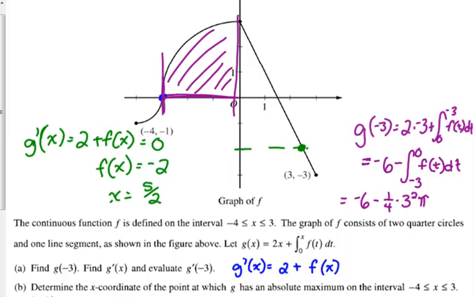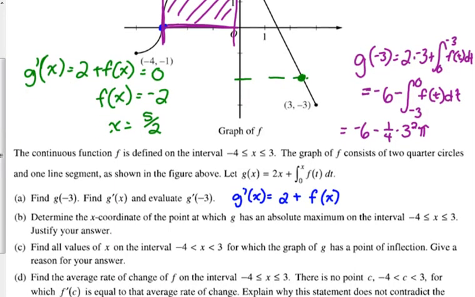Well, it never hurts to do it. It doesn't say anything about it, but I would consider it, because it asks for an absolute maximum on a closed interval. You're supposed to check the endpoints. Anyways, part C, find all values of x for which g has a point of inflection.